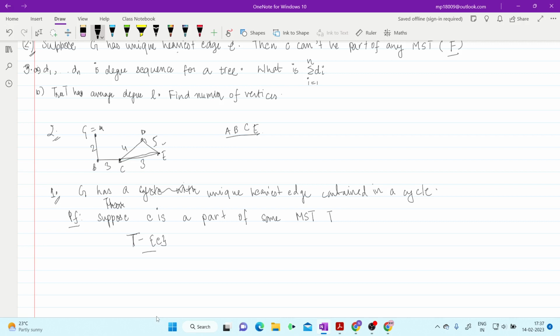So we are trying to prove this by contradiction. We are assuming that G has a unique heaviest edge E, and this edge E is contained in some cycle. Now we want to prove that it cannot be a part of any minimal spanning tree. So we are assuming that there is a minimal spanning tree T which has this edge E. So the first point is: what about the graph T minus E? Will it always be connected or disconnected? Can we say something about that?